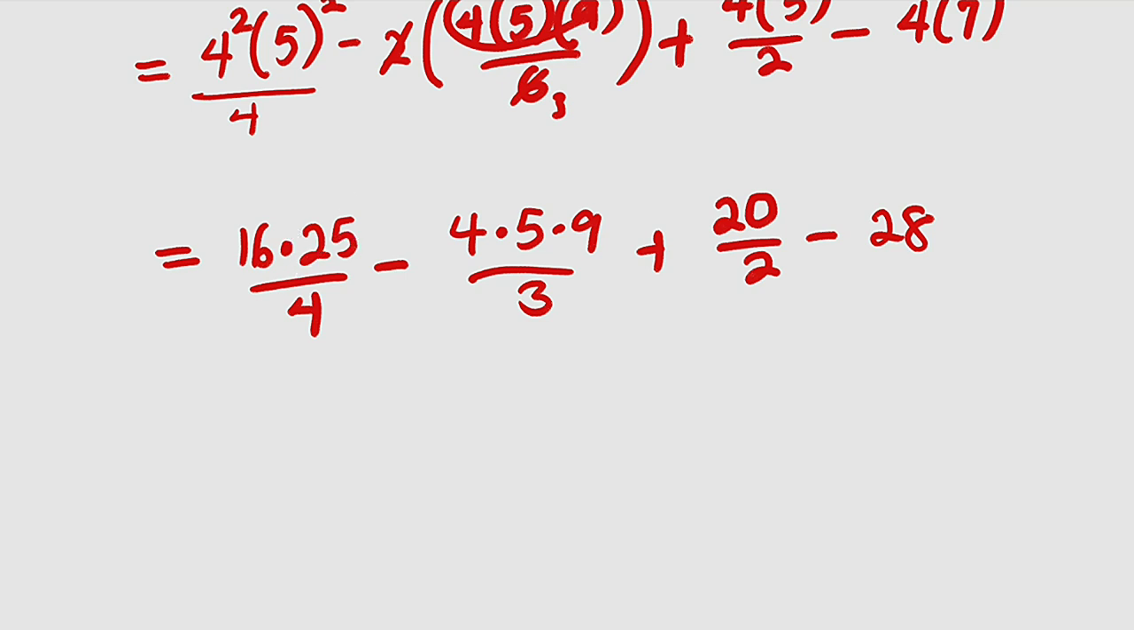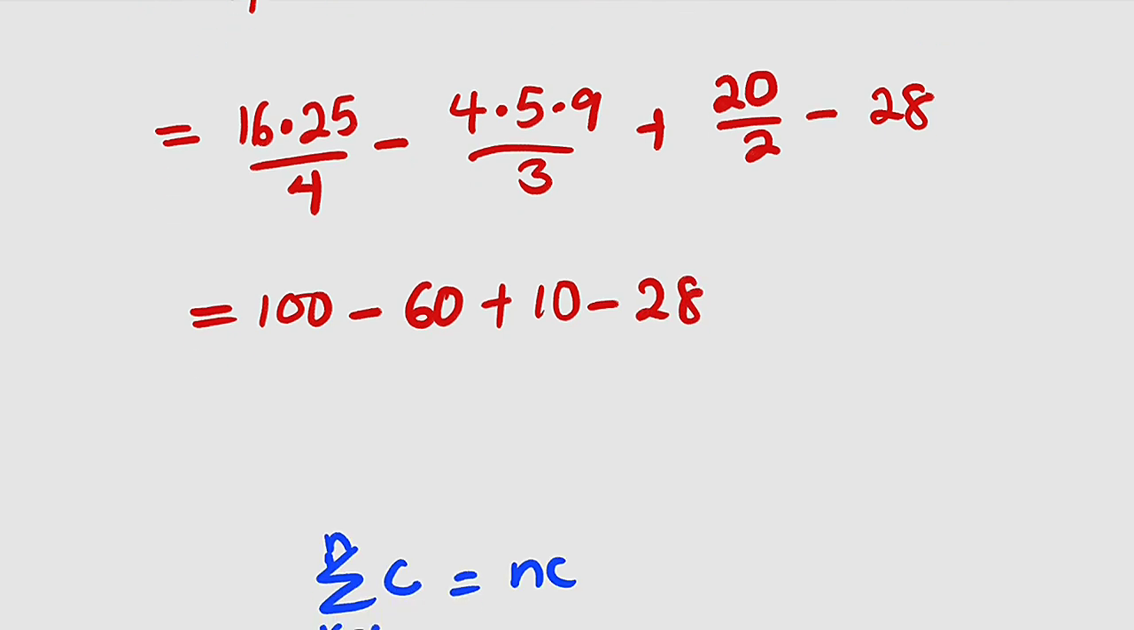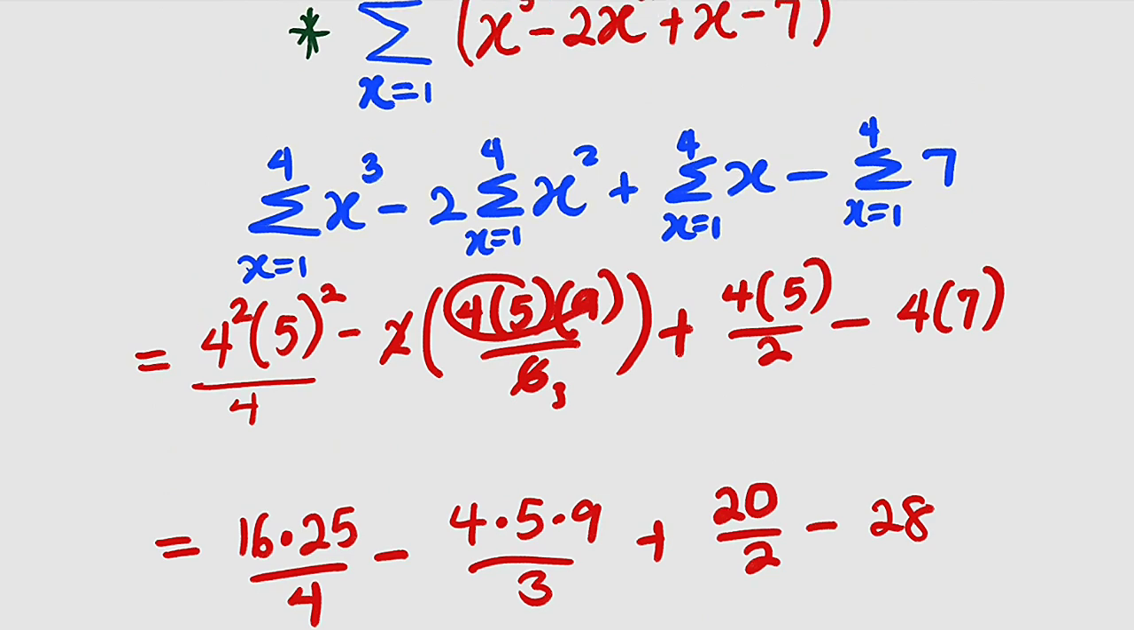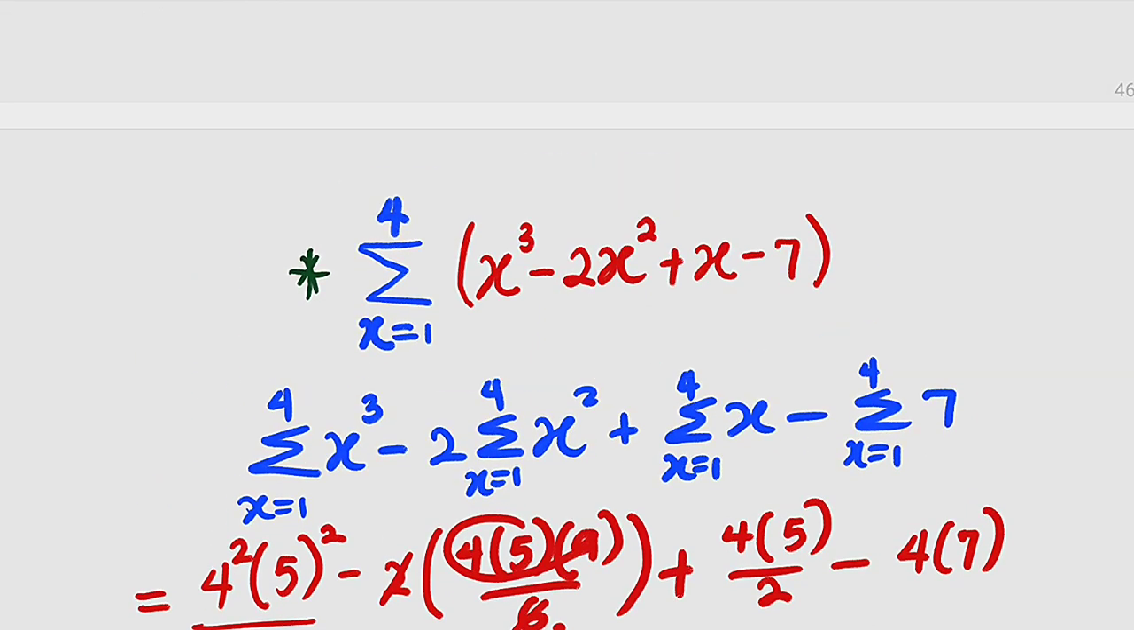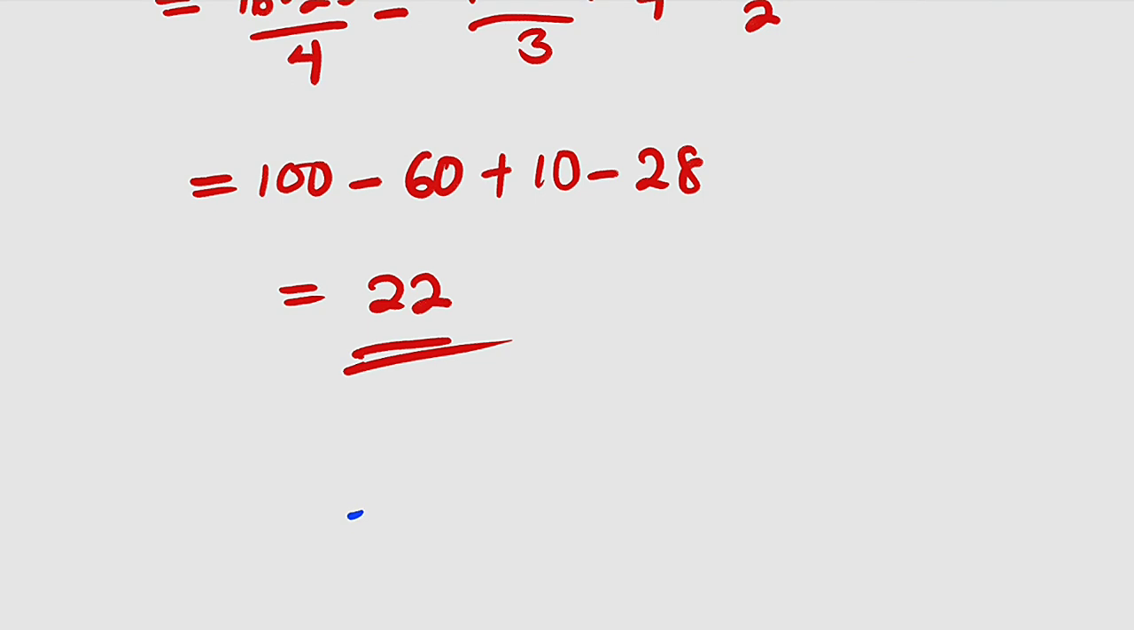16 times 25 is 400, divided by 4 will give us 100. So this is 100, minus, we have 4 times 5 times 9, which is 180. Then we divide it by 3, we have 60. Then plus 20 divided by 2 will give us 10, then minus 28. So we have 100 minus 60, that will give us 40, then 40 plus 10, that will give us 50, then 50 minus 28, that will give us 22. So the whole of that summation will evaluate to 22. As simple as that.